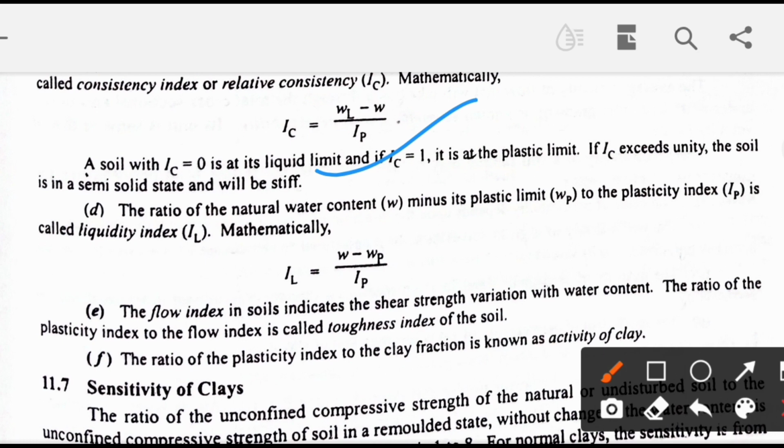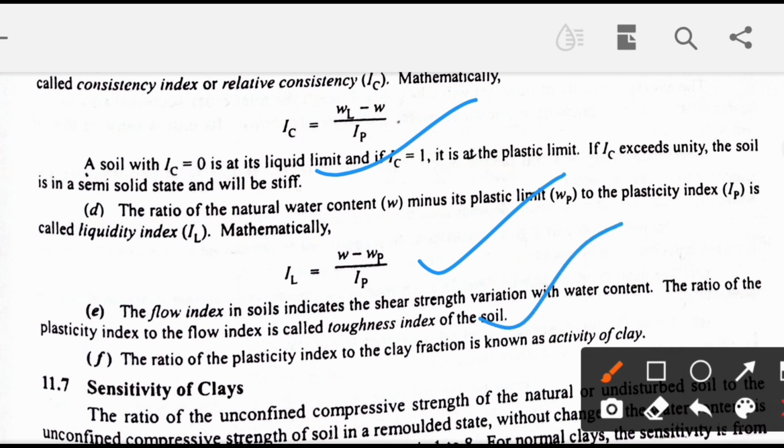The ratio of the natural water content minus its plastic limit to the plasticity index is called liquidity index. Very, very important. The flow index of a soil indicates the shear strength variation with water content. The ratio of the plasticity index to the flow index is called toughness index. Very, very important.